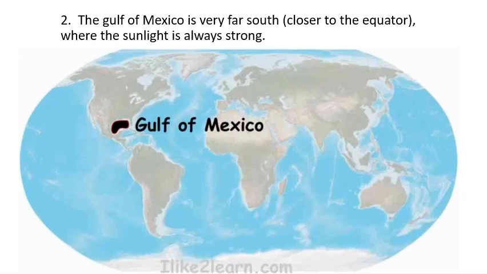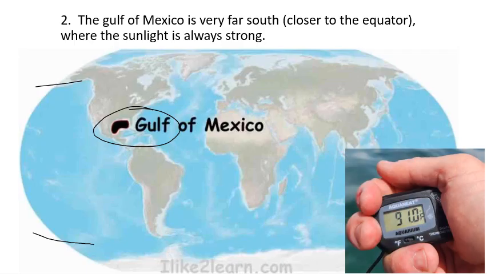Now, the Gulf of Mexico is also pretty far south. It's getting a lot closer to the equator, so all of the Gulf of Mexico always gets hit by strong sunlight. If we think about the Pacific, well, we've got parts of the Pacific Ocean that don't get much sunlight, parts that are really far north and south away from the equator. But with the Gulf of Mexico, all the water in the Gulf of Mexico is always getting a lot of sunlight, so it's going to be hot.